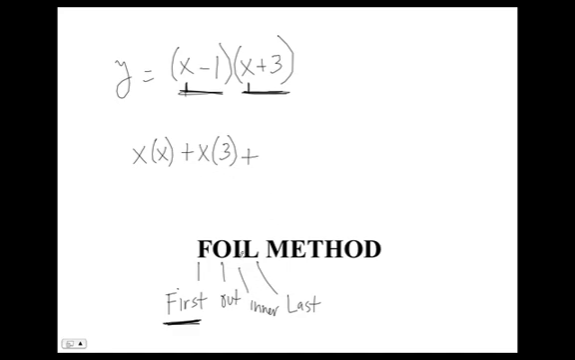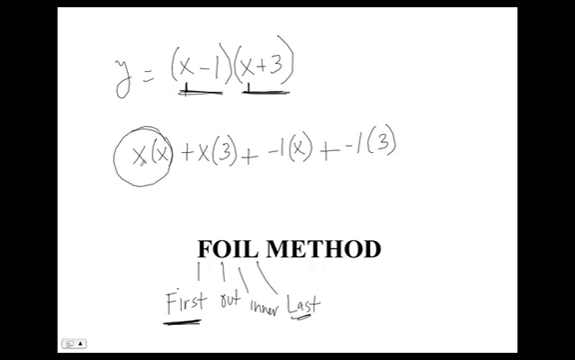Plus I stands for inside. On the inside, these two right here are the inside. So negative 1 times x, plus the last ones. Negative 1 is last and 3 is last. So negative 1 times 3. Hopefully this is a refresher and you get this real quick, because that's all I'm going to spend on it. FOIL right there. From now on I'm going to assume you understand FOIL unless you come see me.